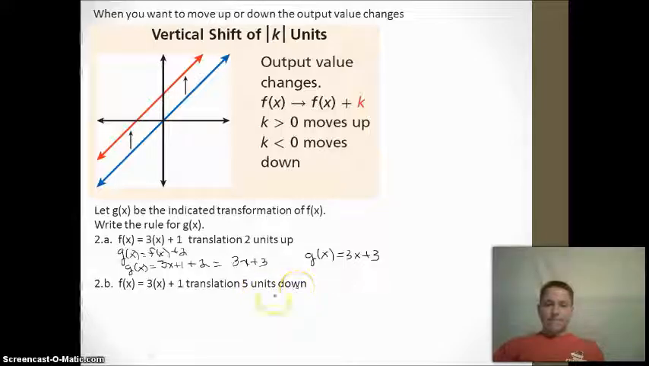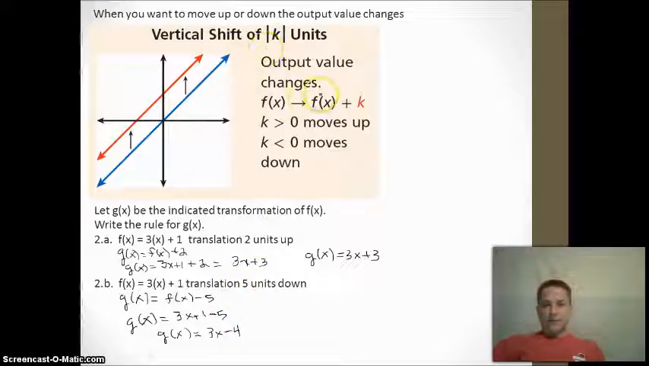If we want to go down 5 units, g of x would be f of x minus 5. So g of x would be 3x plus 1 minus 5, because I'm taking my old function and taking 5 away. So g of x would equal 3x minus 4. So I'm just moving down 5. So vertical changes are fairly simple. You either go up a positive number or down a negative number.